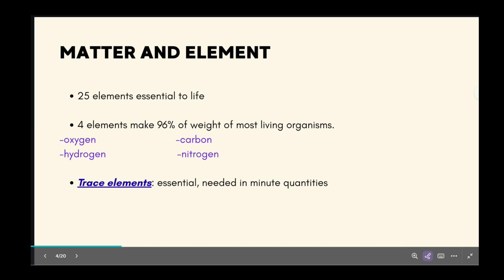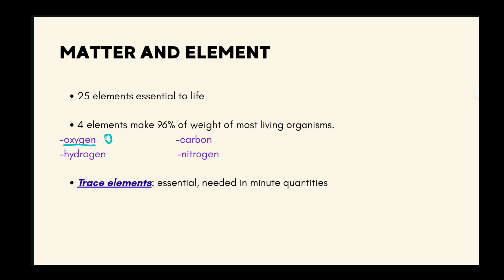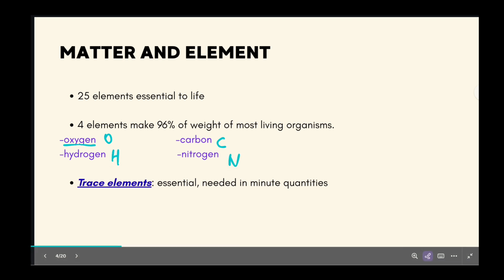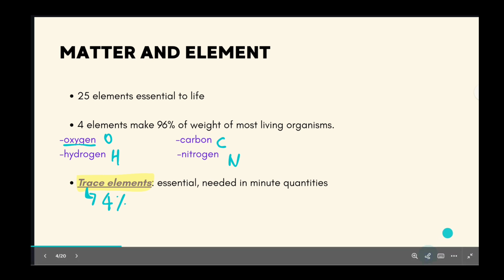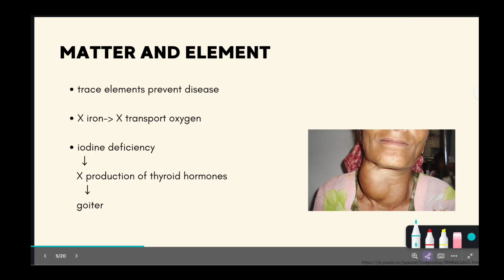25 elements are essential to life. The 4 elements that make up most of the weight of living organisms are oxygen, carbon, hydrogen, and nitrogen. There are also trace elements. They only make up 4% of our body, but they're essential and needed in minute quantities. Trace elements prevent diseases.